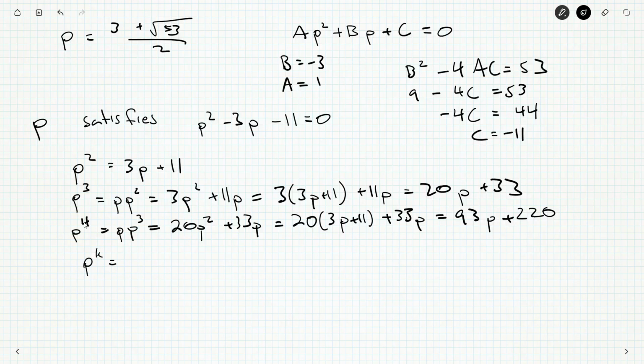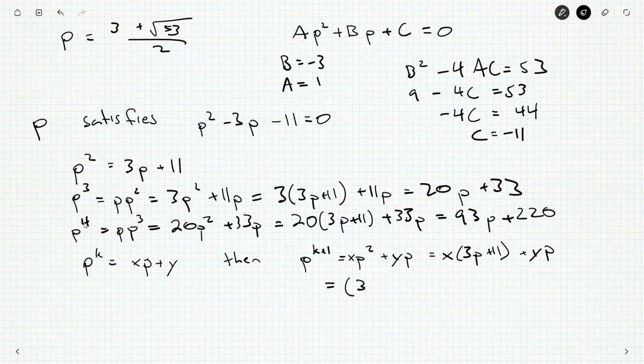If P to the k is equal to, what are some good variables? xP plus y, let's say. We haven't used x or y at all. I was going to use a little a and a little b, or a p or a q and an r, but some of those are taken. Then P to the k plus 1 is equal to xP squared plus yP, and that's going to be x times 3P plus 11, plus yP. So it's going to be 3x plus y, times P, plus 11 times x. And then we could repeat this process again and again and again.